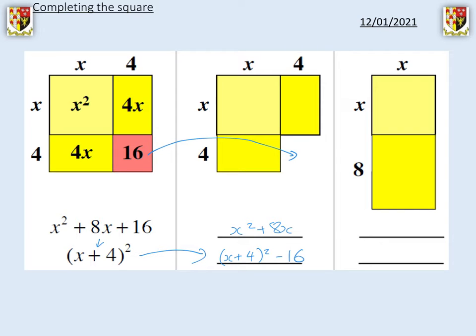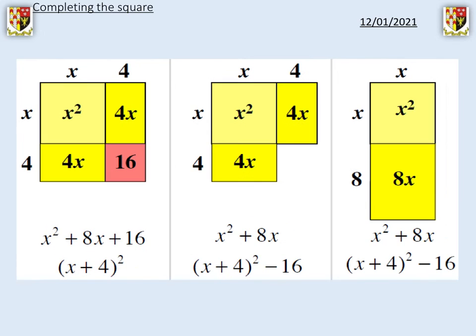And then, of course, we can rearrange that if we want to. We can move that 4x that's here, move it around to the bottom there, and it will add together to give us the 8x there. So that will be x squared plus 8x, which, of course, we can see, because we've just moved it around, we've not made the area any different. It's just that we've reorganized it, we've rearranged it. So that will be the same as x plus 4 all squared minus 16. So that's all that we've got to do.